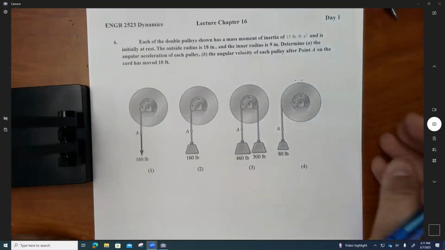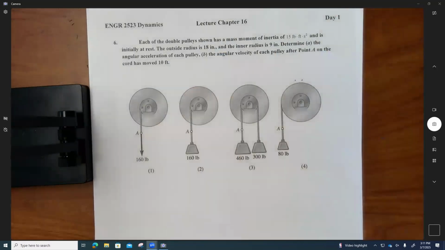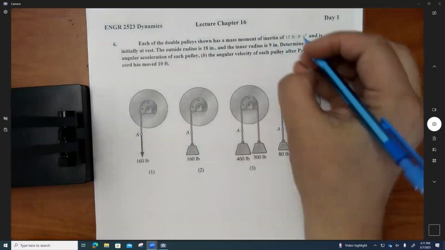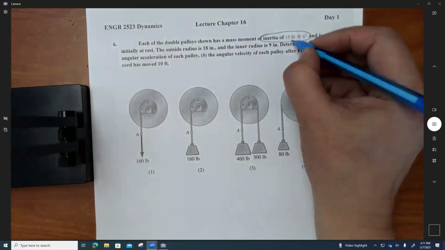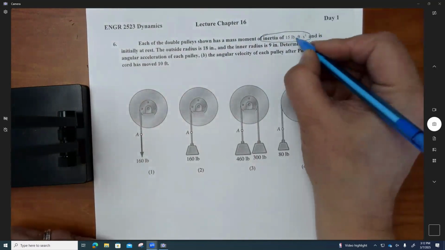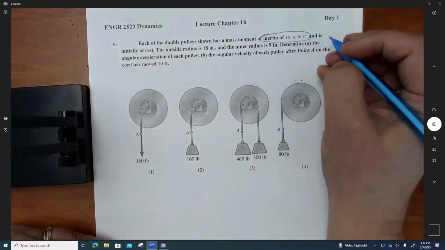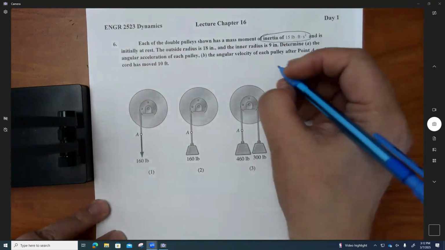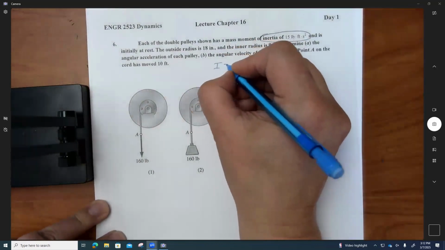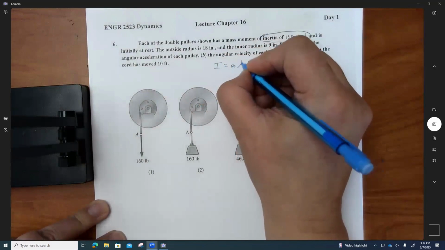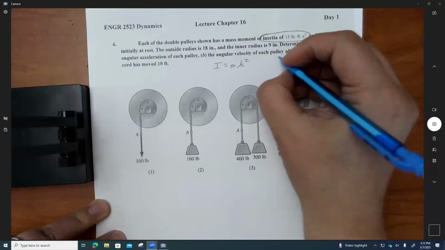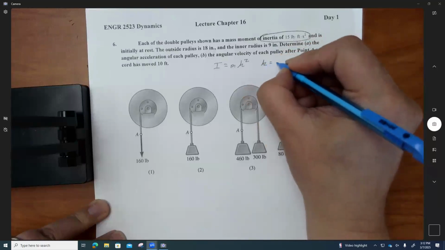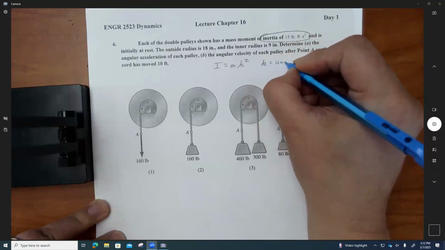Here is a problem related to some pulleys. And let's do a little bit of a review of mass moment of inertia. This time it's given to us, but most of the time in pulley problems or gear problems, the mass moment of inertia is given to you through the radius of gyration k. And this k value is going to be in units of length.